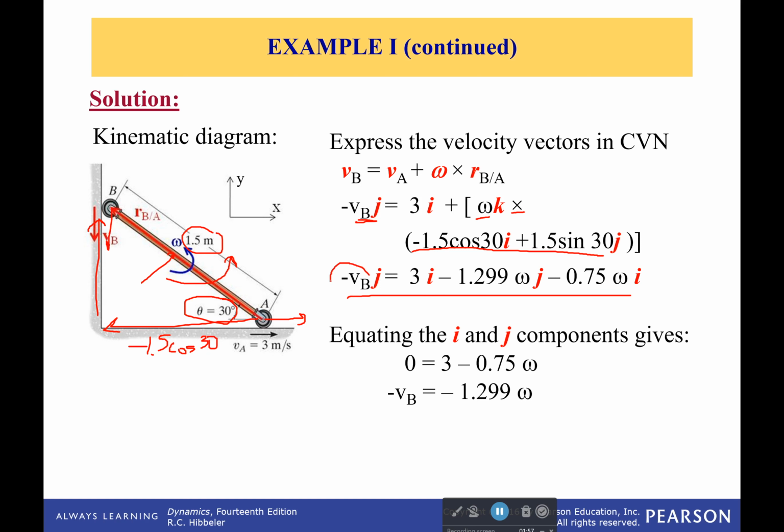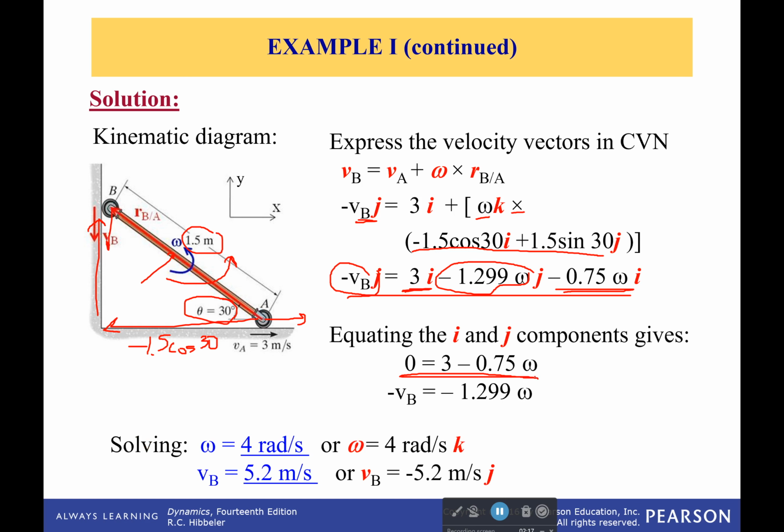What we realize is that this component has to be equal to this component, and this component has to be equal to this component. It's the only way it works out. So we put it in here, and we have two equations and two unknowns, and luckily for us, for algebra's sake, one of these is going to be pretty easy to solve. So then what we get is the following. Our angular velocity would be 4 radians per second, and our velocity of B would be equal to 5.2 meters per second.